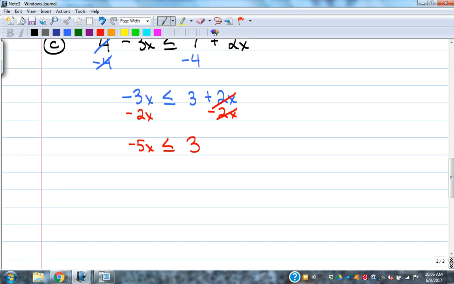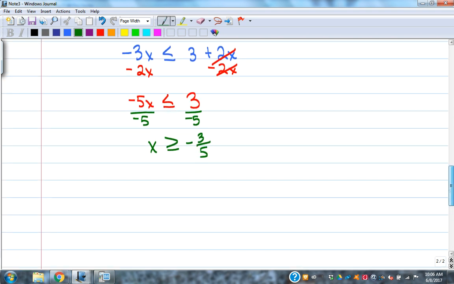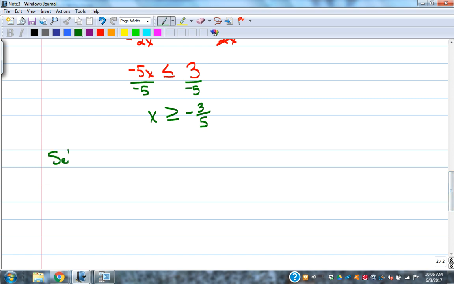And the last step for this one, good, divide by the negative 5. And there I divided by a negative, so that means I have to do what? Flip that symbol, negative 3/5. So then your set notation, the x such that x is greater than or equal to negative 3/5. You might want to take a stab at the interval notation.